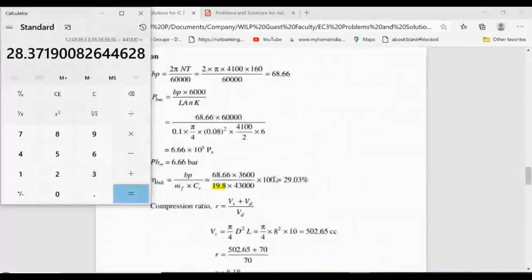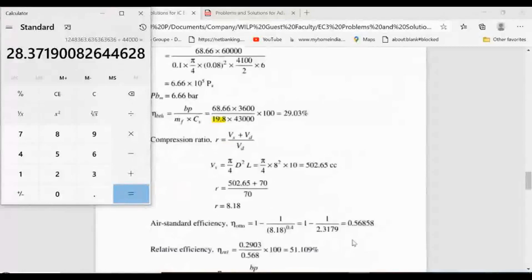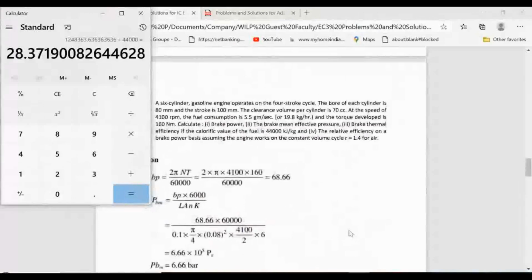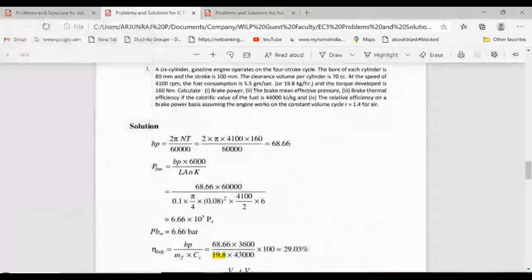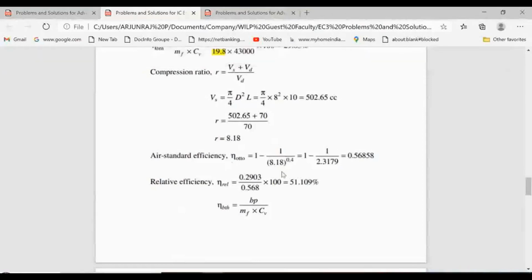There is a formula for the compression ratio. They are also asking to calculate the compression ratio. See, when you're solving the problem, you have to first write down what the given data in the problem are and what they are asking to calculate. They are asking to calculate the efficiency of a gasoline engine, the air standard efficiency. You know the air standard efficiency or the thermal efficiency of the Otto cycle gasoline engine is 1 minus 1 by r power gamma, where r is nothing but the compression ratio.